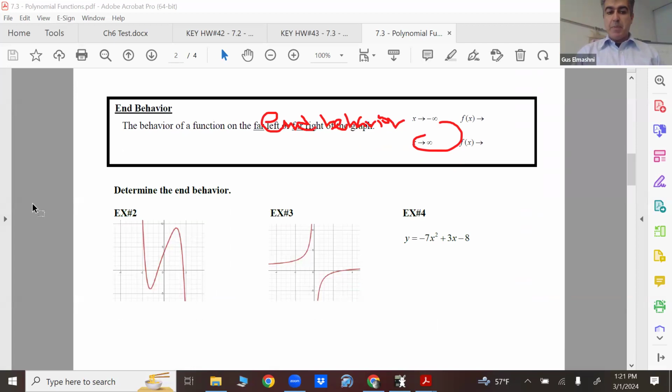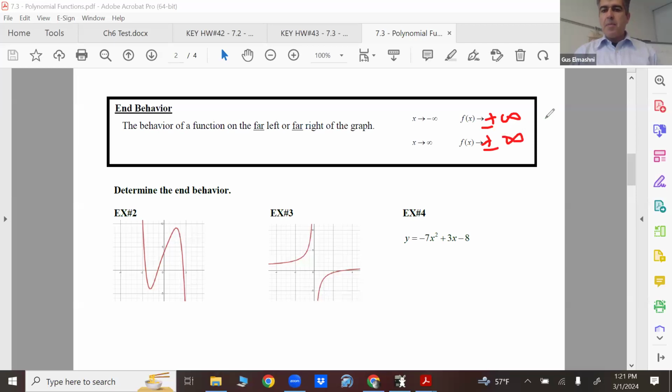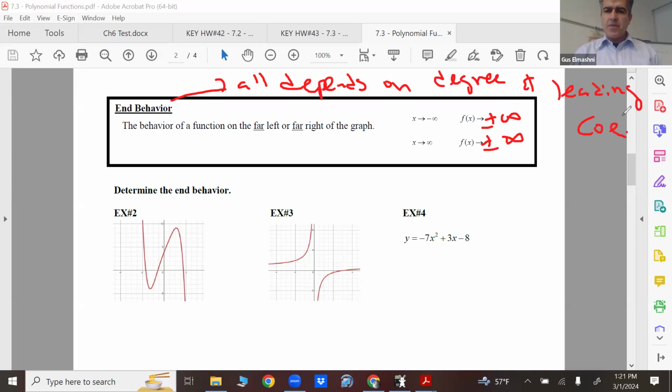And from a limit perspective, we write it like this, positive or negative infinity. But it all depends on the degree and leading coefficient. It all depends on those two things. So for example, clearly this is up, and clearly this is down over here.